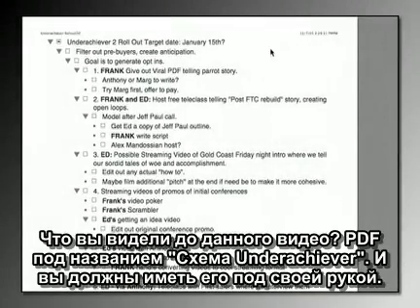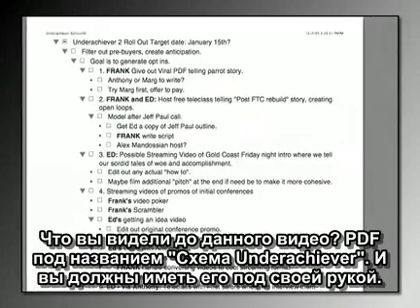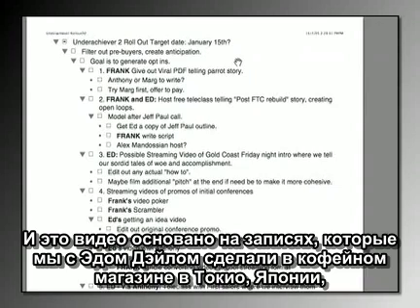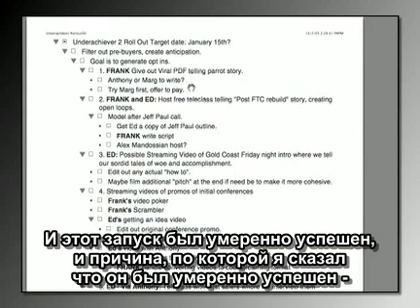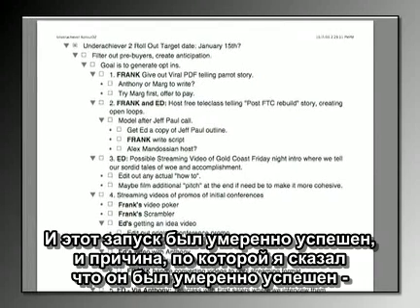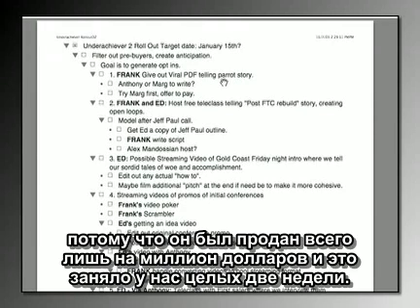What you see before you in this video is a PDF that's called Underachiever Outline, and you should have this in your materials. And this is based on some handwritten notes that Ed Dale and I made in a coffee shop in Tokyo, Japan, when we were sitting around planning the launch of our very first big product, which was called the Underachiever Mastery Course. And that launch was moderately successful, and the reason I say it was moderately successful was because it only sold about $1 million worth of stuff, and it took 2 whole weeks to do it.